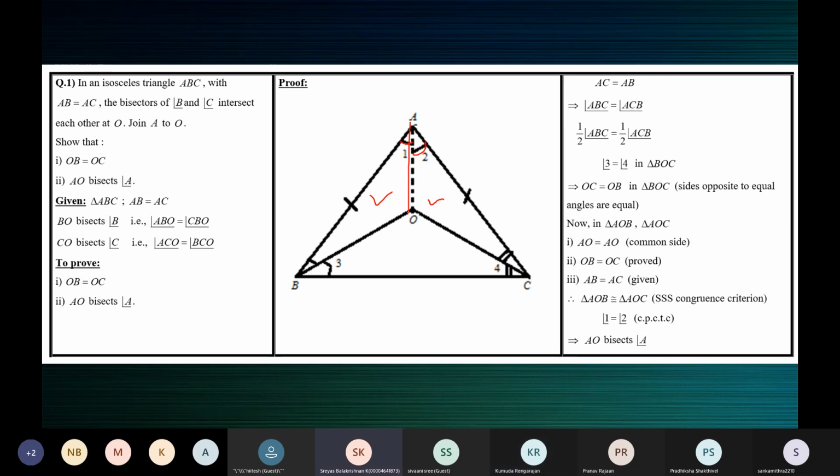Ma'am, in corresponding parts of congruent triangles, I get angle OAB is equal to OAC, like that I'm getting. Yeah, you're right. Ma'am, why does AO bisect angle A? Because once the triangles are congruent, by CPCTC, angle 1 is equal to angle 2. That means AO bisects angle A. Children, please go through the proof.